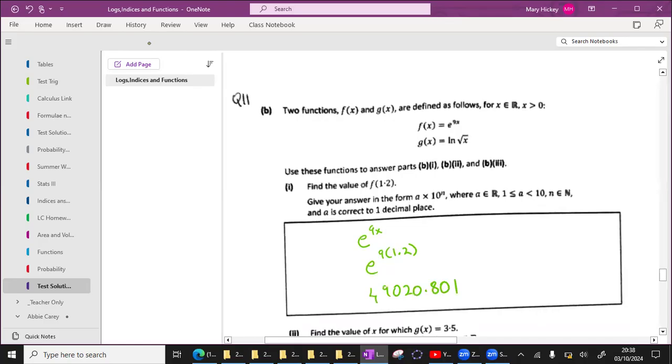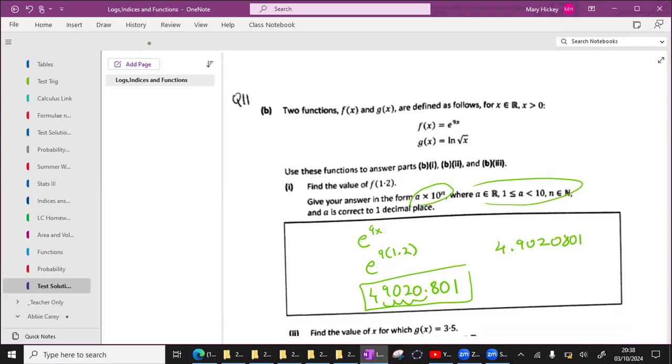Now, it says you want to put it in standard form. All of this stuff that's written there is scientific notation. So the long story short, you need to make this a number between 1 and 10. In other words, you move the decimal point into that position.